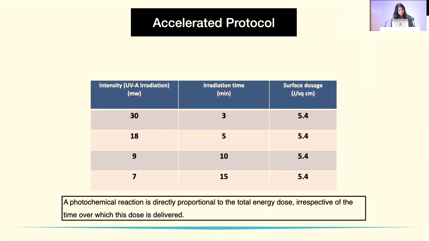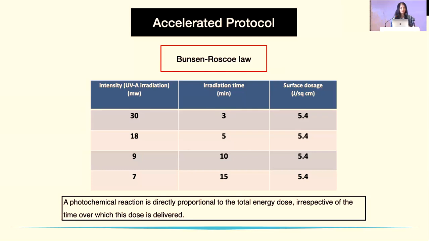Now, apart from the resident protocol, there are accelerated protocols as well, which are based on the Bunsen-Roscoe law. What is this law? It states that a photochemical reaction is directly proportional to the total energy dose, irrespective of the time for which the dose is delivered. So here the total surface dose that we want to achieve is 5.4.